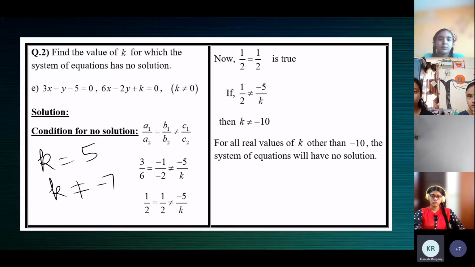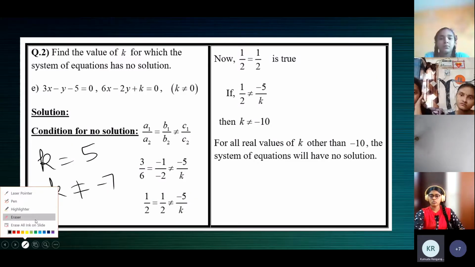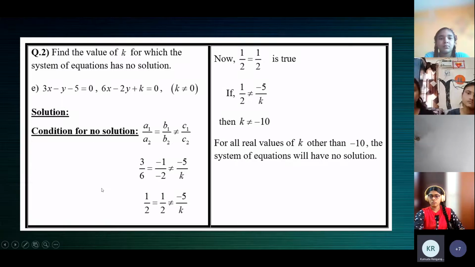K is not equal to minus 7 means if you get an answer like that, that means k should not be minus 7. Other than minus 7, it can be any real value for that condition to be satisfied. So it's simple. So when it is k is not equal to minus 10, for all real values of k other than minus 10, the given system of equations will have no solution.